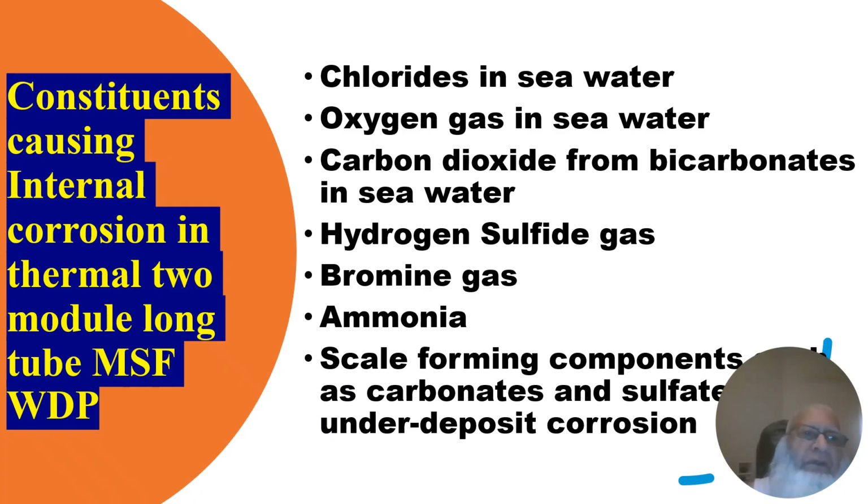Constituents causing internal corrosion in thermal two-module long tube MSF WDP: chlorides in seawater, oxygen gas in seawater, carbon dioxide from bicarbonates in seawater, hydrogen sulfide gas, bromine gas, ammonia gas. Scale-forming components such as carbonates and sulfates cause under deposit corrosion.